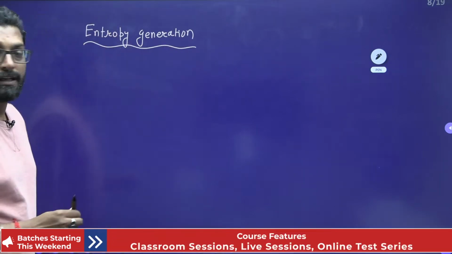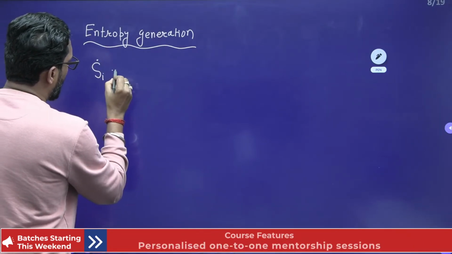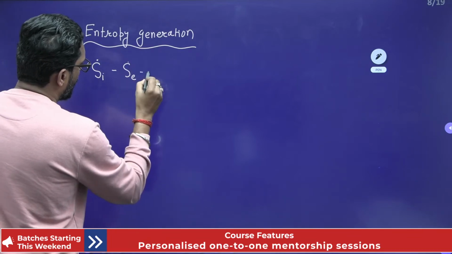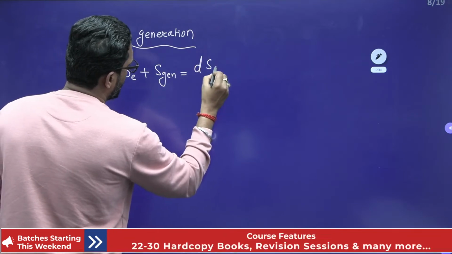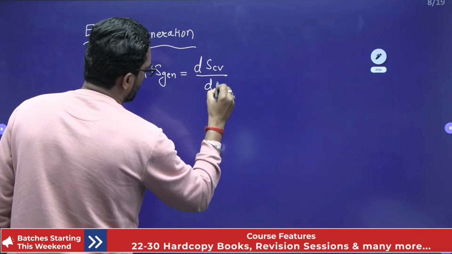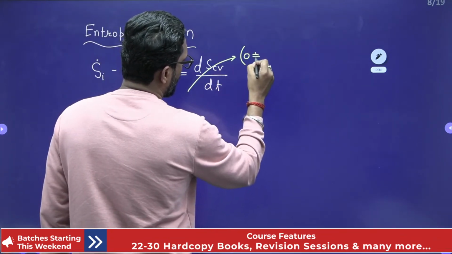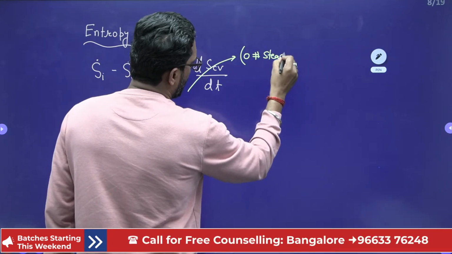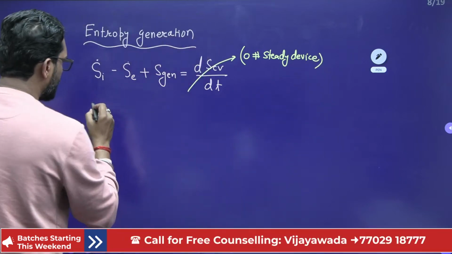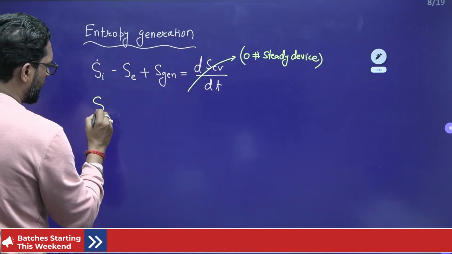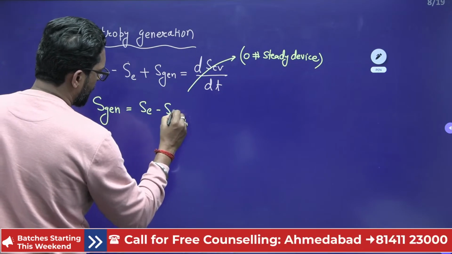Okay, entropy generation, that means what is the entropy balance? Entropy in, on a rate basis, minus entropy exit plus entropy generation is equal to dS_CV by dt. For a steady system it is 0, that means a steady device, so the entropy generation S_gen is equal to S_exit minus S_inlet.